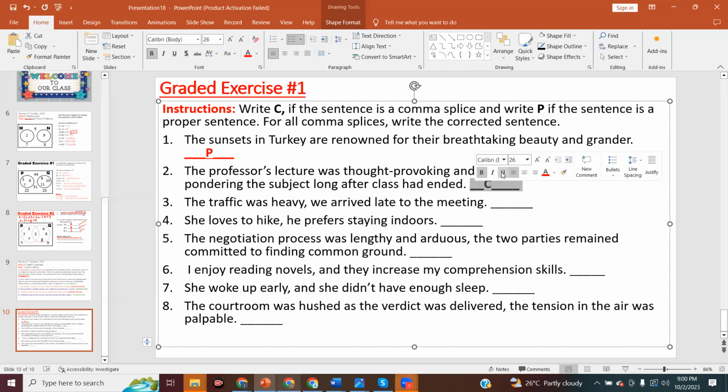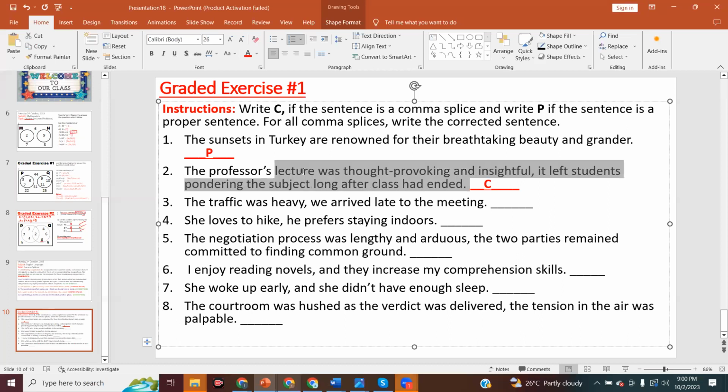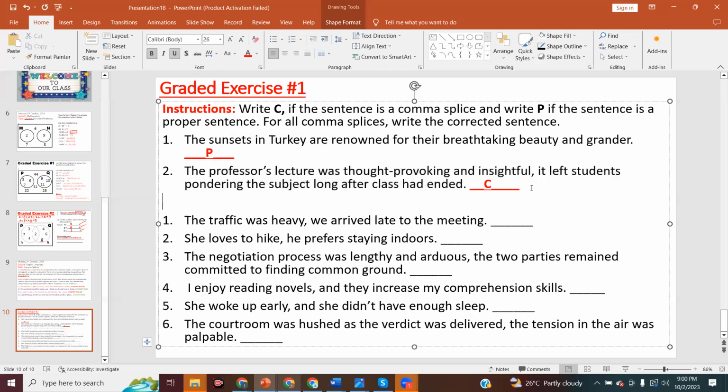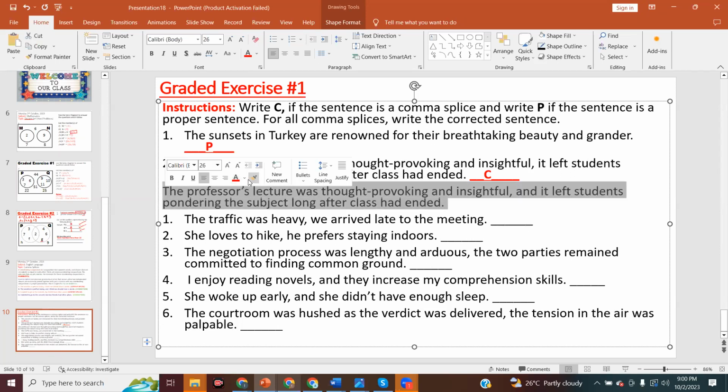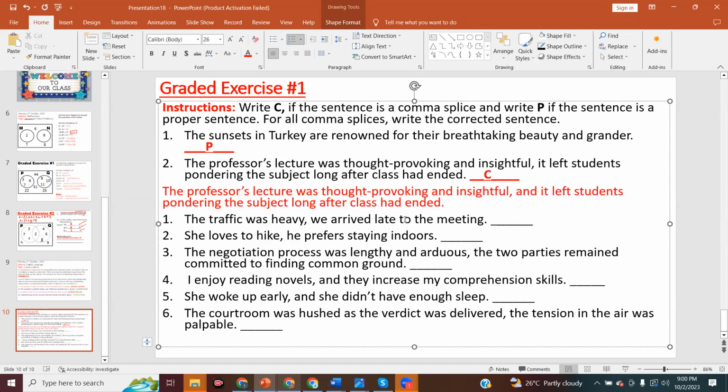Why is it C? Because it doesn't have a coordinating conjunction. It does not have a coordinating conjunction close to the end. So the correction is, we're supposed to say, and it left. All right, this is the correction right there. The traffic was heavy. We arrived late to the meeting. P or C?